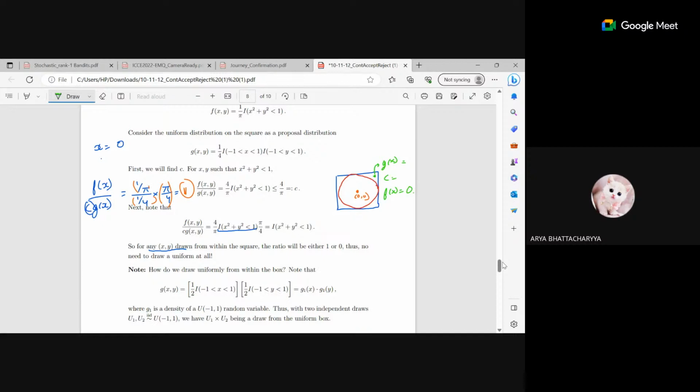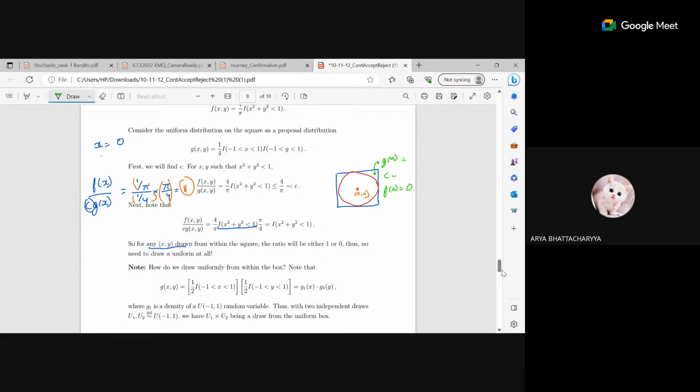So why are we ignoring the drawing from uniform 0 to 1 in this case? I understand we can only get 0 or 1, but how does that translate to not drawing from uniform at all? Is it about your proposal distribution? No, I mean the statement: we have no need to draw from a uniform at all. Ma'am has written this statement, so how does this conclusion connect with this statement?